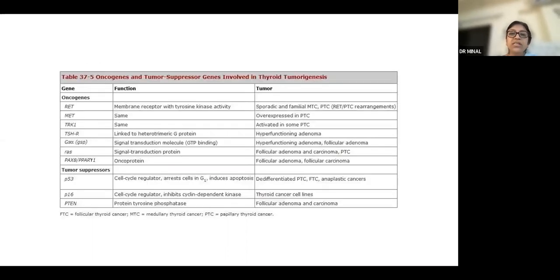Now coming to the oncogenes and the tumor suppressor genes which are involved in thyroid tumorigenesis, the list may be long, but we are only concerned with the RET oncogene because that is responsible for the MEN2A syndrome. So the RET oncogene, the MET oncogene, TRK1, TSHR, GS-alpha, RAS, PAX8, PPAR-gamma-1, these are all the oncogenes linked to thyroid malignancies, especially RET, which is associated with MTC, and MET and TRK1, which are associated with papillary thyroid carcinomas. Similarly, we have the tumor suppressor genes. Loss of these genes can lead to malignancies, like P53, P16, and PTEN.